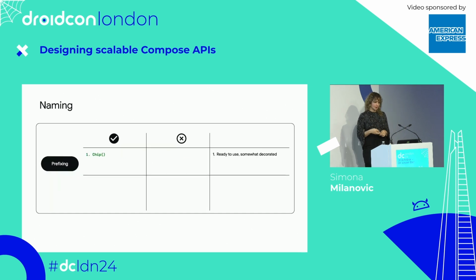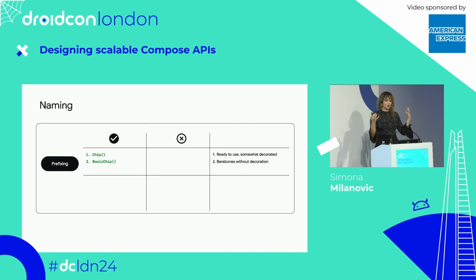Components without a prefix can represent basic components that are ready to use and somewhat decorated. Consider using a Basic prefix for APIs that are bare bones with no decoration, because this is a clear signal to the user that they can wrap this in their own custom decoration and that the component is not meant to be used as is because it's too bare bones.